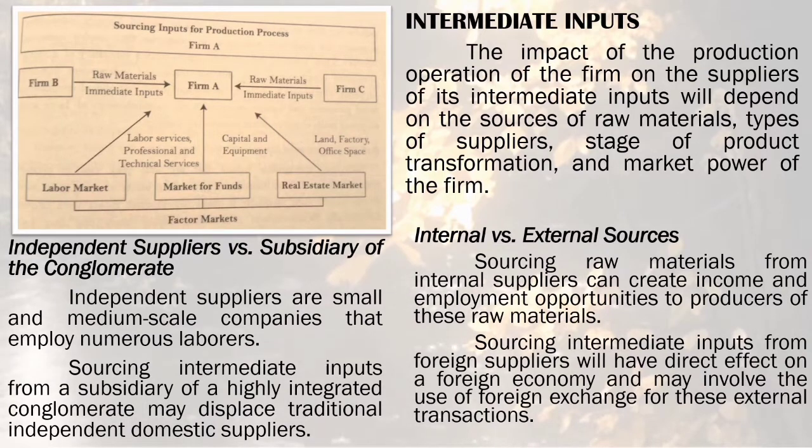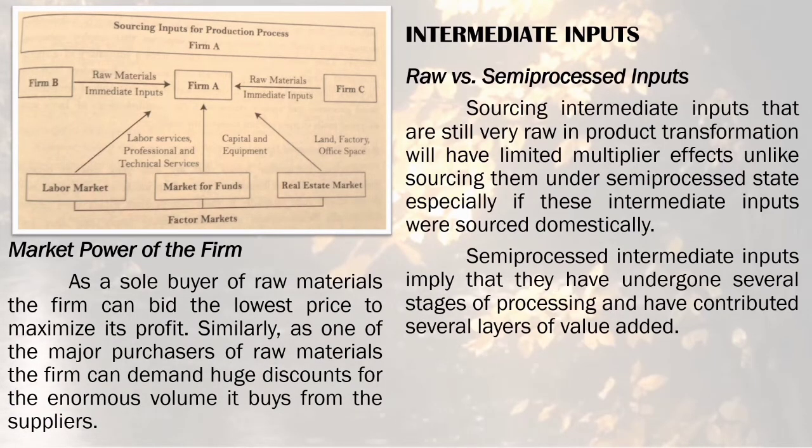The impact of the production operation of the firm on the suppliers of its intermediate inputs will depend on the source of raw materials, types of suppliers, stage of product transformation, and market power of firms. Read and understand internal versus external sources and independent suppliers versus subsidiary of the conglomerate. Read and understand raw versus semi-processed inputs and market power of the firm.